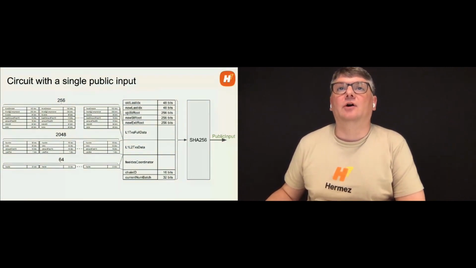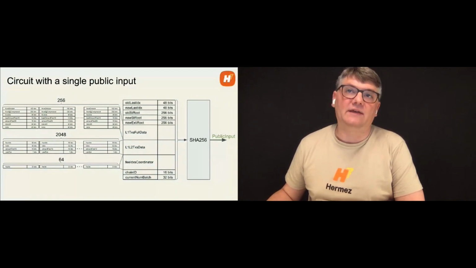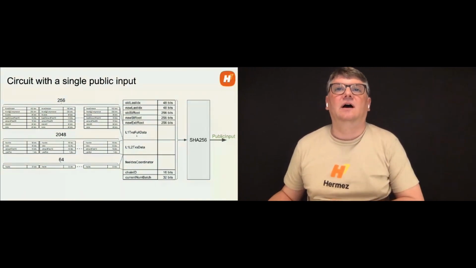Let's start with the third one: the old state root, the new state root, the new exit root. So we have these states. We have all the layer 1 transaction full data.